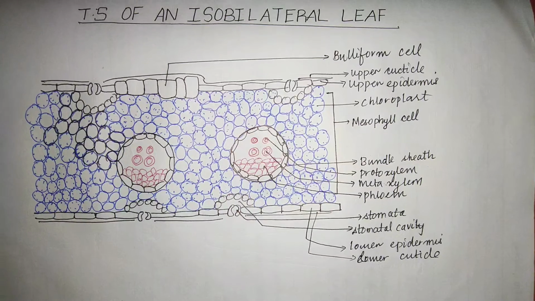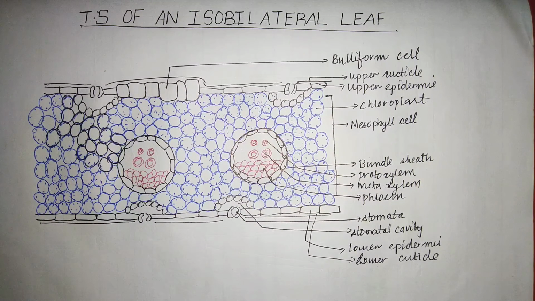Hello, today we will see about the transverse section of an isobilateral leaf. Isobilateral leaf is also known as monocot leaf. So this is the transverse section of isobilateral leaf or monocot leaf. Now we will see the detailed structure of isobilateral leaf.